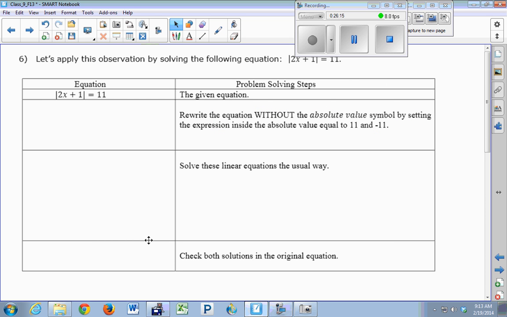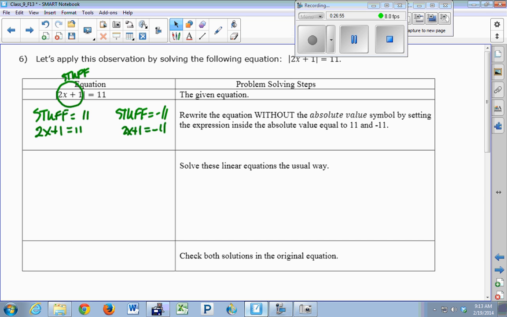All right, so here's an absolute value equation. The first thing we want to do is rewrite the equation without absolute value symbols into two equations. One equation is going to be equal to positive 11 and one equation is equal to negative 11. So you take the stuff inside and set the stuff equal to 11 and the stuff equal to negative 11. Once you do that, you're all done. You just replace the stuff: 2x plus 1 is 11 and 2x plus 1 equals negative 11.